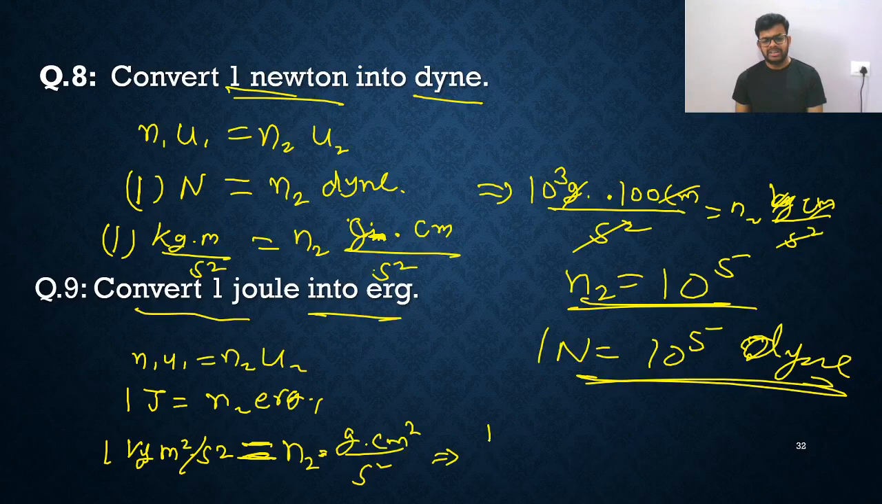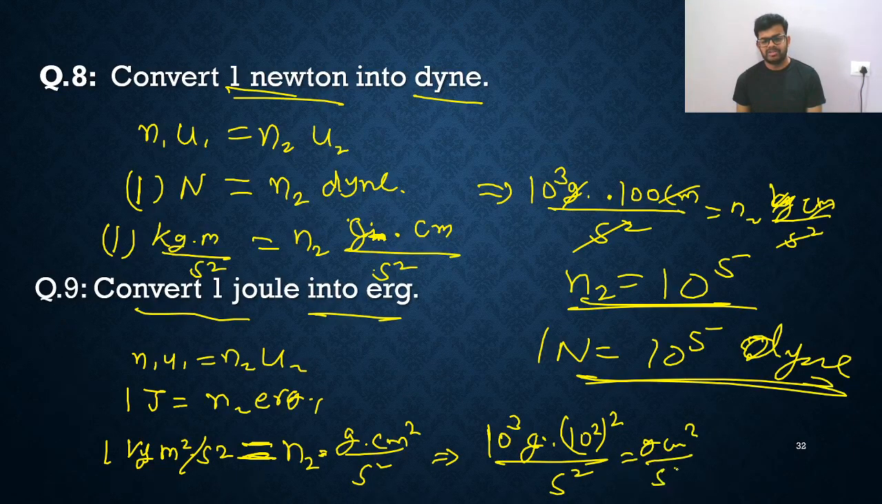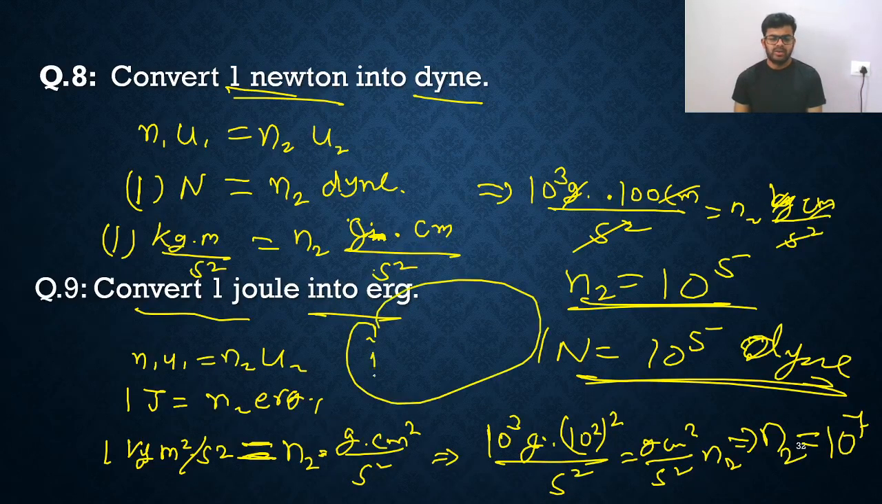Okay, convert it. So you'll write 1 kg is 1000, sorry, 1 kg is 1000 gram. 1 meter is 100, means 10 raised to 2 centimeter, squared. After that, per second square. So that is gram centimeter square per second square, and N2 is there. So here you are getting the value of N2. All will cancel. You will get 10 raised to 3 plus 2, 2 raised to 2, so that is 4. Right? So you are getting N2 is 10 raised to 7. So final answer you are getting what? 1 joule is equal to 10 raised to 7 erg.